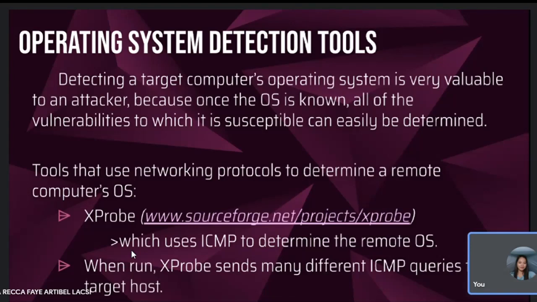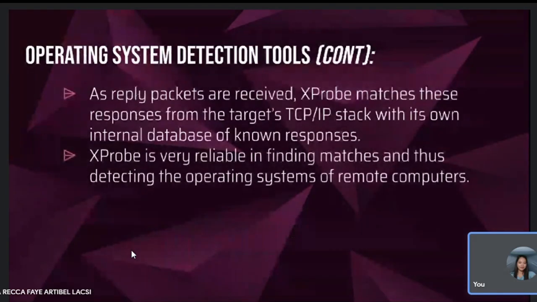When Xprobe is run, it sends many different ICMP queries to the target host. As reply packets are received, Xprobe matches these responses from the target's TCP/IP stack with its own internal database of known responses. Because most operating systems have a unique way of responding to ICMP requests, Xprobe is very reliable in finding matches and thus detecting the operating systems of remote computers.